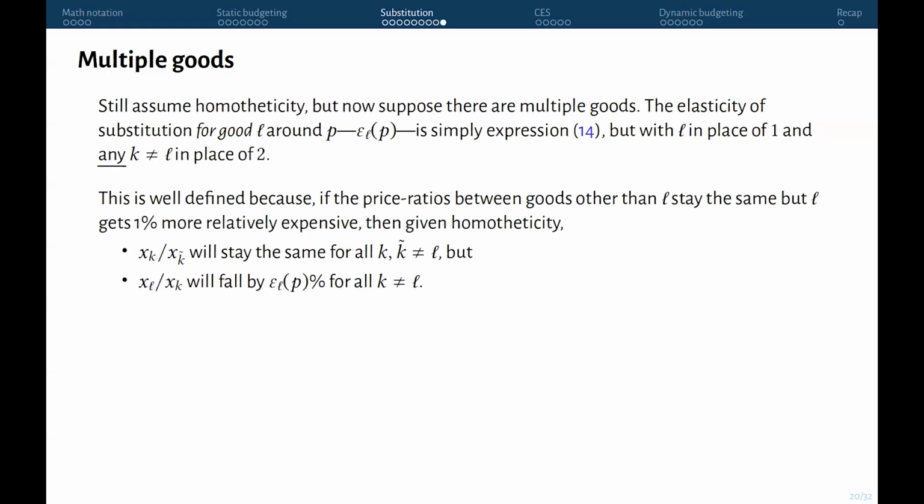So you might think, oh, this will only be well defined under further restrictive assumptions beyond homotheticity. But it turns out this will be defined given our original kind of heroic homotheticity assumption, because if the price ratios between goods other than L stay the same, but L gets 1% more expensive, that is, the simplest case being the price of everything other than L stays the same in absolute terms, but L gets 1% more expensive, then given homotheticity, the demand ratio will stay the same for every pair of goods that's not L.